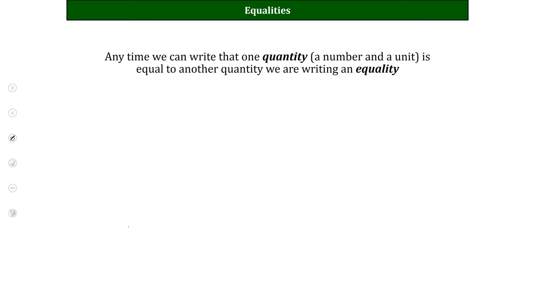So here's an example, one that we should probably all know. 1 meter is equal to 100 centimeters. That's an equality. But it doesn't have to be something where it's talking about units. Literally anytime you can say two things are equal, you can write it as an equality, which means you can do math with it.